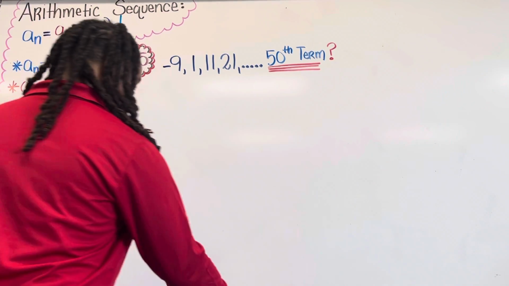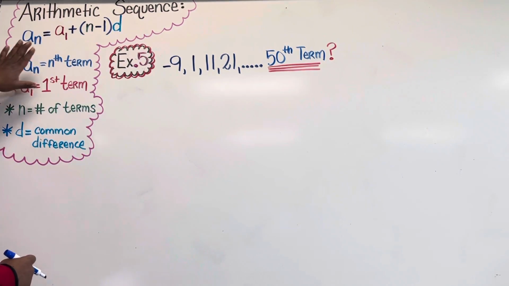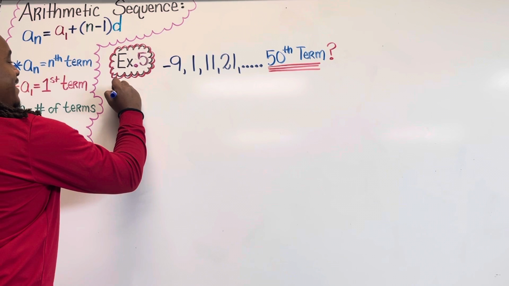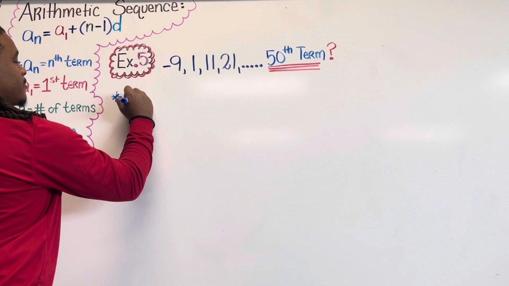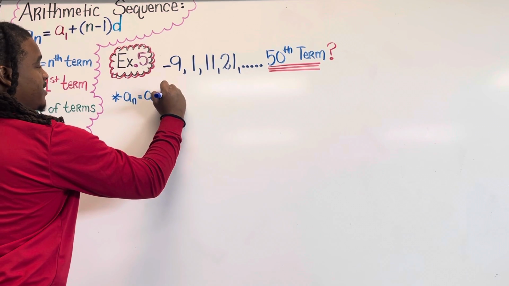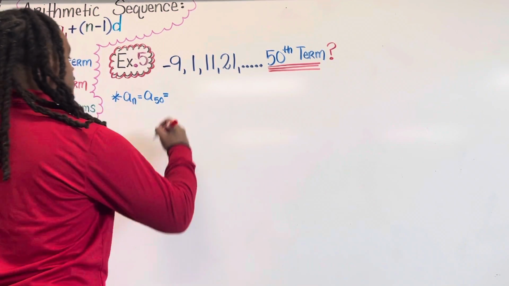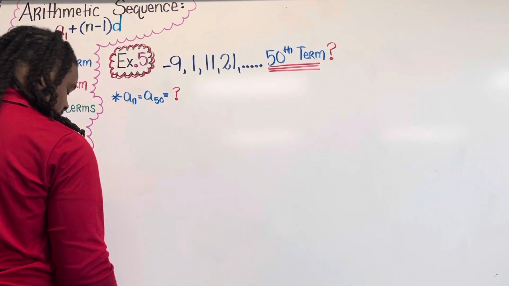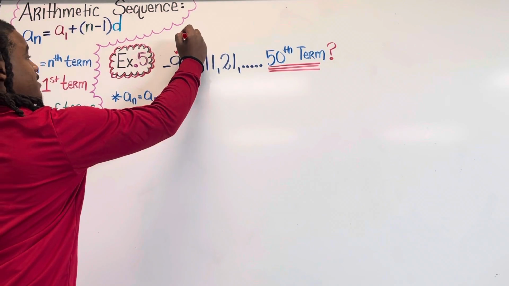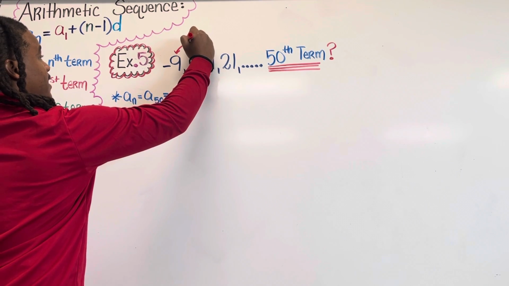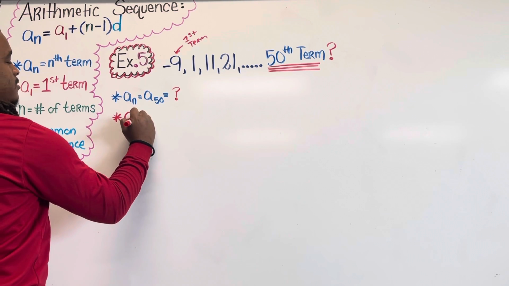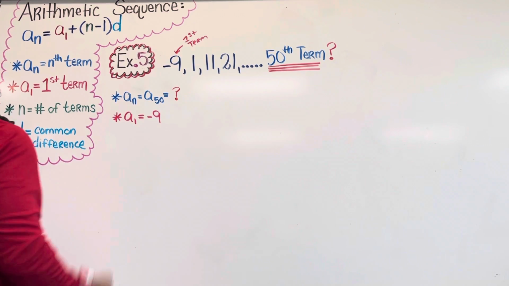So let's start off by finding the values of these particular parts of the formula. Once again, an represents the nth term. So an will be A50, which represents the 50th term, because that's the term that we are trying to figure out. The first term within this sequence is -9. So -9 is the first term, which is A1. So A1 is -9.